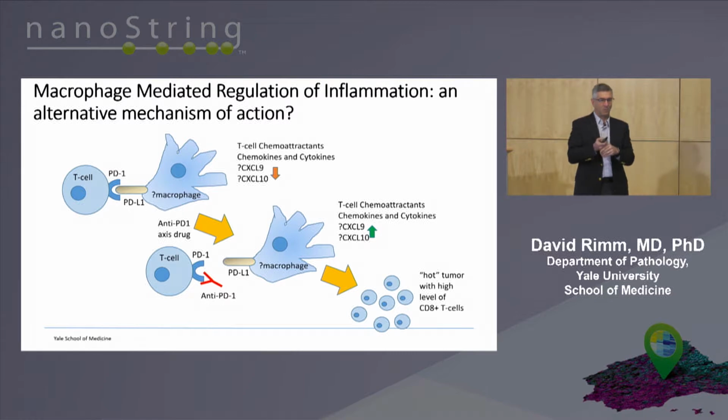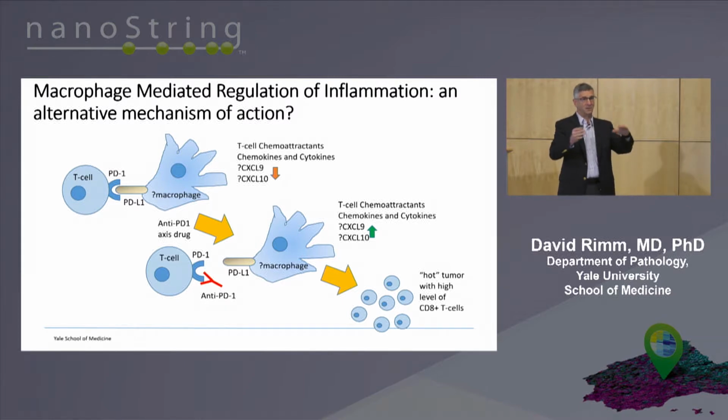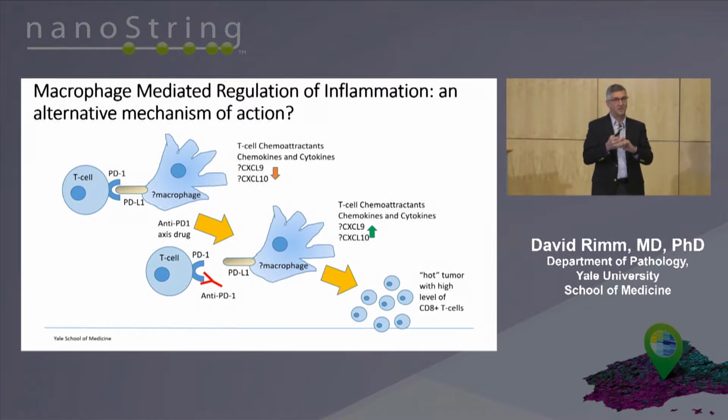And when a T cell comes along expressing PD-1 and binds to PD-L1, it could downregulate signals to attract further T cells, like chemokines CXCL9 and CXCL10. Now we know that those are chemokines that bring T cells to the site, but we don't know that that's decreased yet. This is still just a model that we're working on.